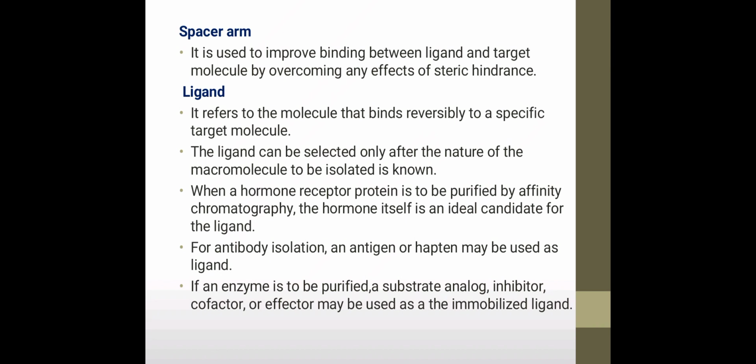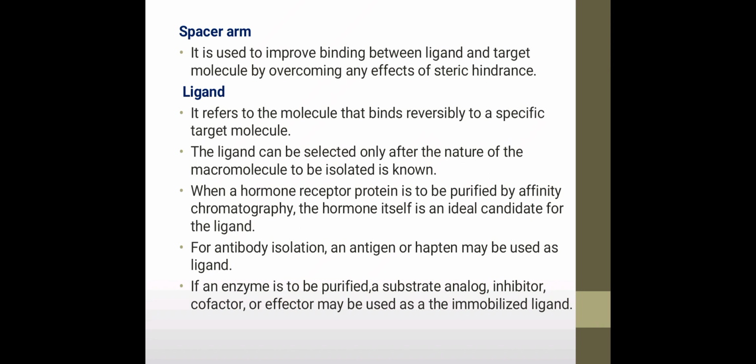This is the molecule that binds reversibly to a specific target molecule. The ligand can be selected only after the nature of the macromolecule to be isolated is known. So the selection of this ligand molecule is very specific.